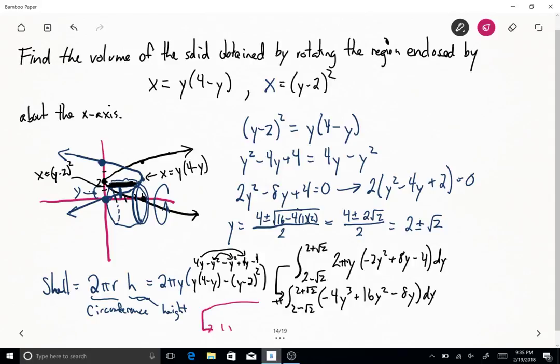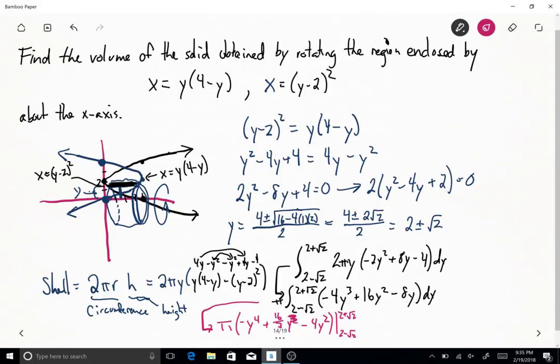it'll do the job. So we get pi, antiderivative of the first part is negative y to the fourth. Antiderivative of the second part, you get 16 over 3 y cubed, minus our last part, then minus 4y squared, evaluated at 2 minus square root of 2 and 2 plus square root of 2.